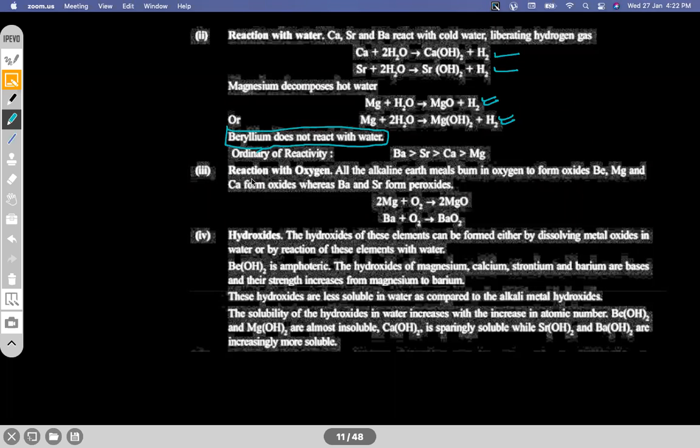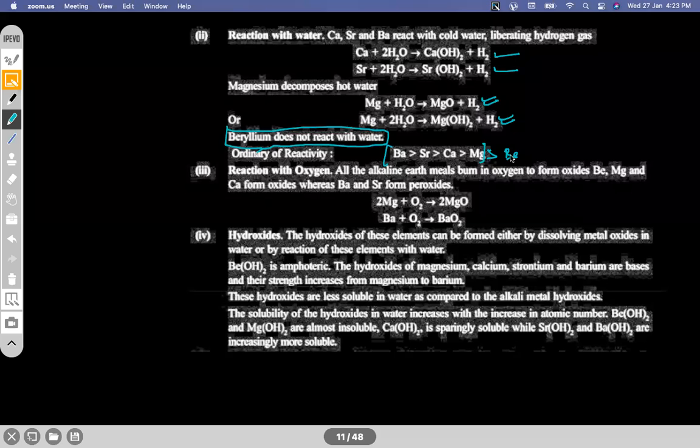Order of reactivity: see, beryllium does not react, so we are not writing it down here. To compare reactivity, a molecule must react with another molecule. The reaction itself is not taking place, so we are not considering beryllium here. If you have this option and this option, then we'll go with this one. Don't get confused over here. That's the more precise one because beryllium does not react.